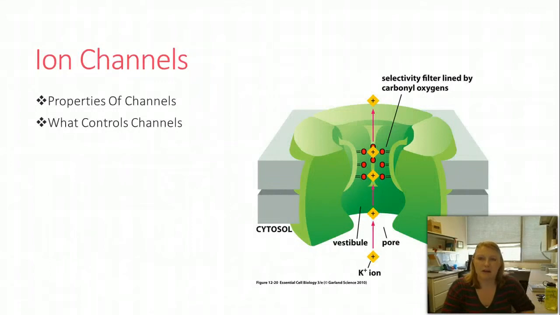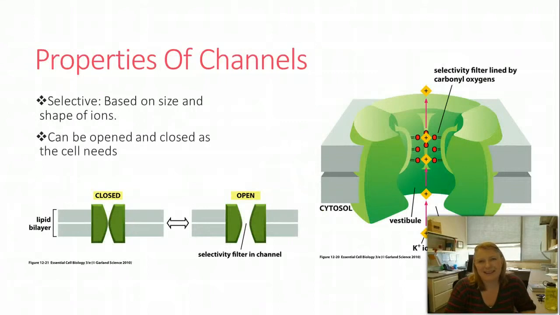So let's first talk about ion channels. We're going to talk about what the properties of ion channels are and how they're controlled. It's really easy to think of an ion channel as a pore. But ion channels are not simple pores because they are selective. They're selective based on size and shape of ions, or even on charge. They're not just an aquaporin that allows water to flow in and out. They actually have a lot of control over what's happening, and they can be open and closed as needed.